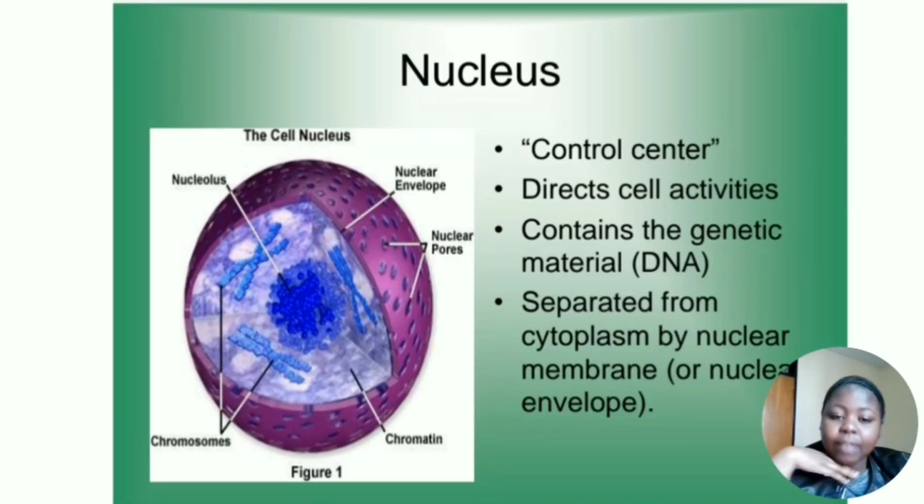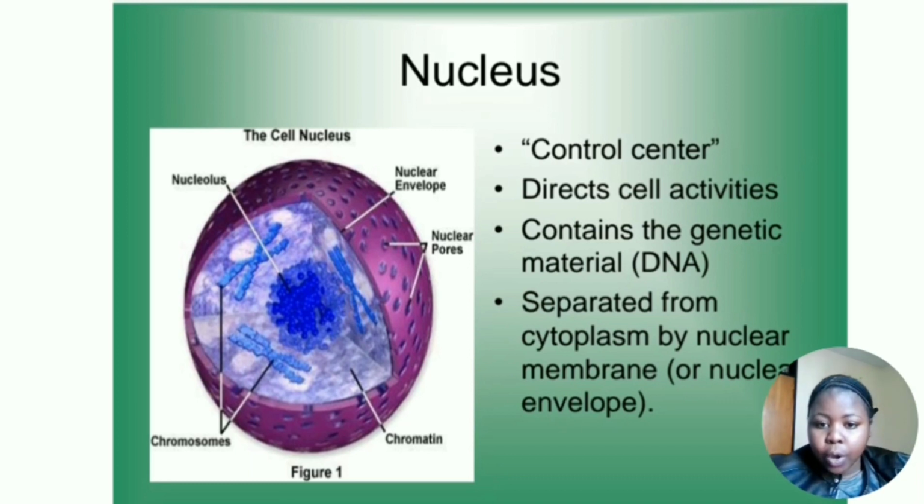The first organelle we have is the nucleus. The nucleus acts as the control center of the cell. It controls all the activities that occur in the cell. It also acts as a direction for the cell's activities. So, for example, we can have a class prefect. A class prefect manages all the activities that occur in the classroom. The nucleus does the same thing.